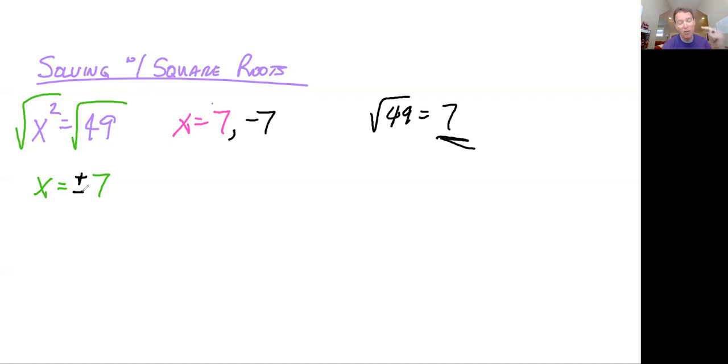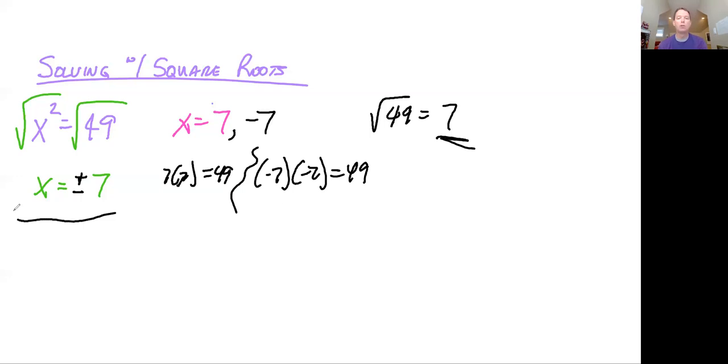So I'm not saying that the square root of 49 is -7. I'm saying that when we solve this equation by taking a square root, and that square root is 7, our answers will be the positive 7, but also the negative version of that root, which is -7. And we know that -7 times -7 equals 49. In fact, I'll write it here. -7 times -7 equals 49, and 7 times 7 equals 49.